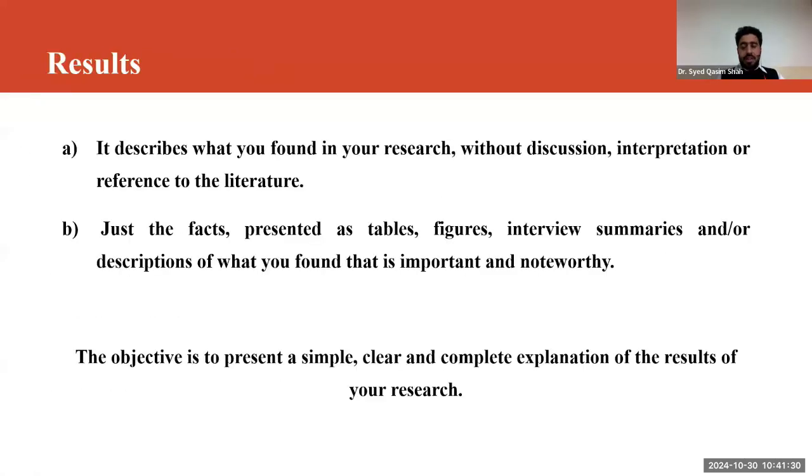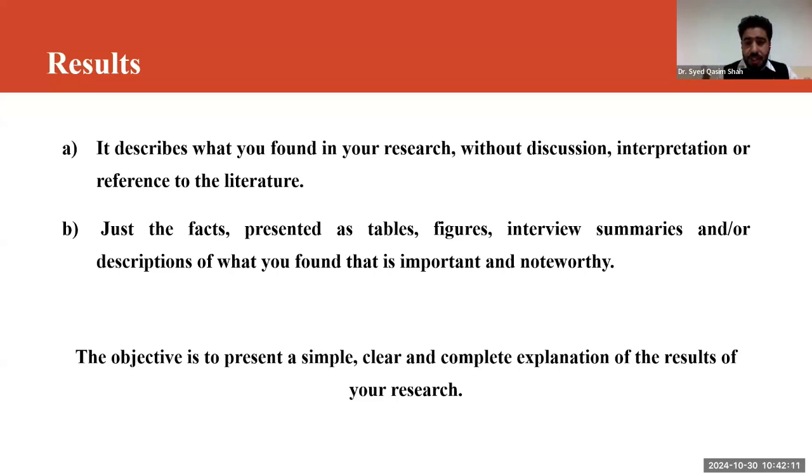So now, moving to our next important thing. When we are done with our analysis, either qualitative or quantitative, we come up with results. In results, we just describe whatever we have found. Let's say if we are using thematic analysis, whatever the NVivo software gives as results of our interviews, we are just reporting. Whatever the R software is giving us, we are reporting, without discussing, without interpretation, and without referring to the literature. We need to consider this.